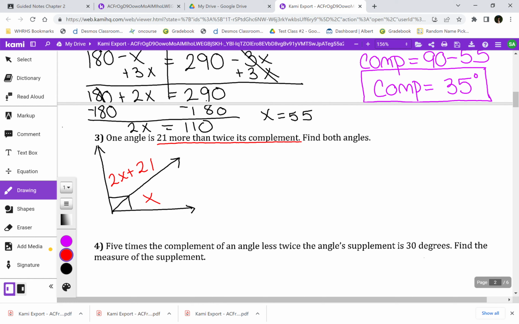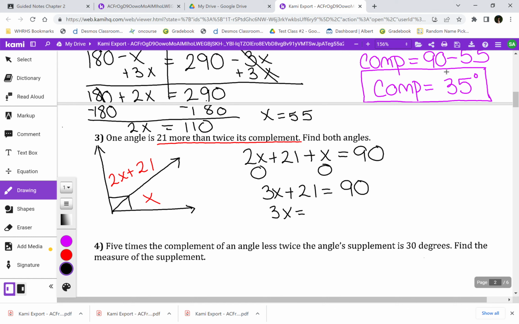Anybody confused as to how we got this? All right. So now, since we've filled in our diagram, we base the equation on our diagram. So based on our diagram, can someone tell me what is the equation to solve for x? Mia: 2x plus 21 plus x equals 90. You got it. Combine your like terms, so we're going to have 3x plus 21 is equal to 90.